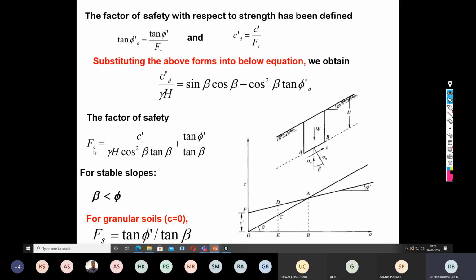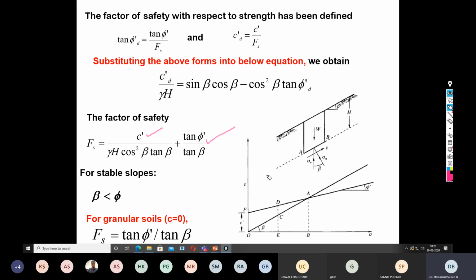Then rearrange. So bring the factor of safety onto one side. So this is how you will get the equation. So C dash is equal to gamma h by cos square beta into tan beta plus tan phi dash by tan beta. Now if you look at this equation carefully, this term belongs to the cohesion component and this term belongs to the frictional component.